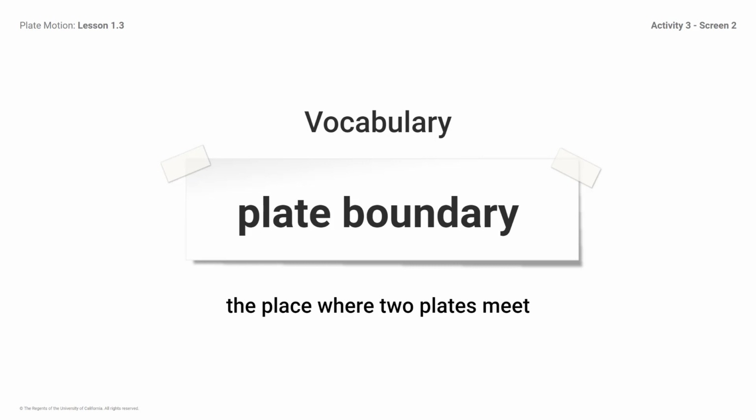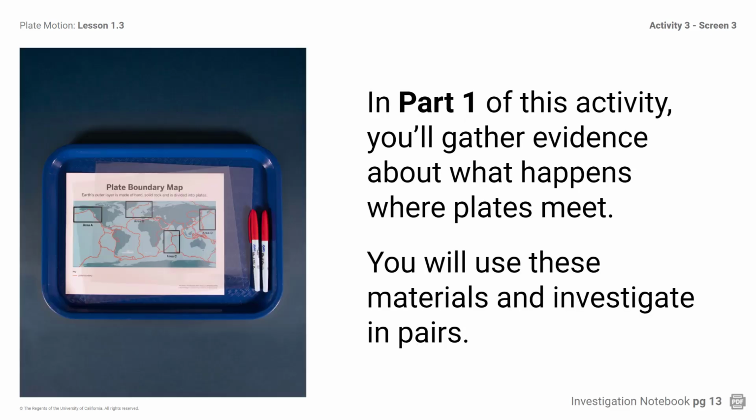Using transparencies will help you collect evidence about what happens at plate boundaries in the 4 labeled areas on the map. You will look carefully at the areas where the plates meet and record data from those areas. You will then place your transparency over a different map to gather evidence about what happens where plates meet. In part 1 of this activity, you'll gather evidence about what happens where plates meet. You will use these materials and investigate in pairs.